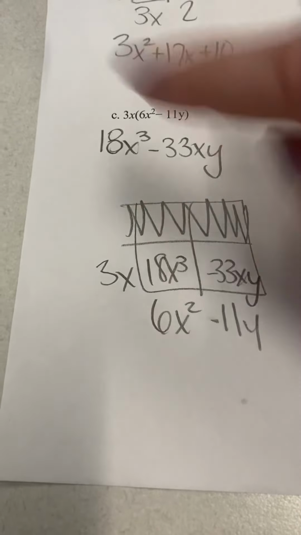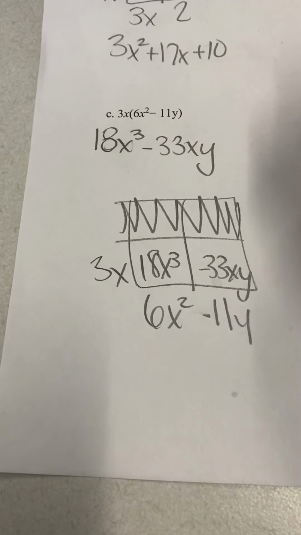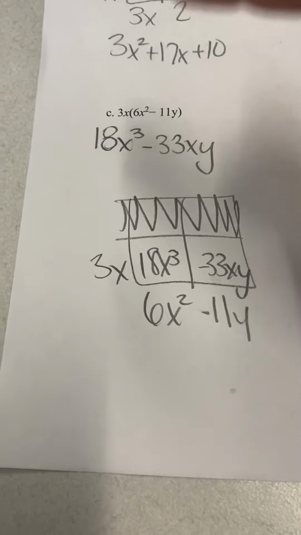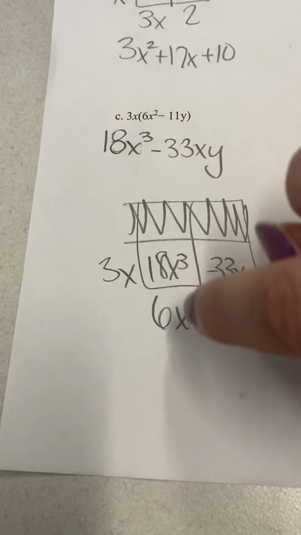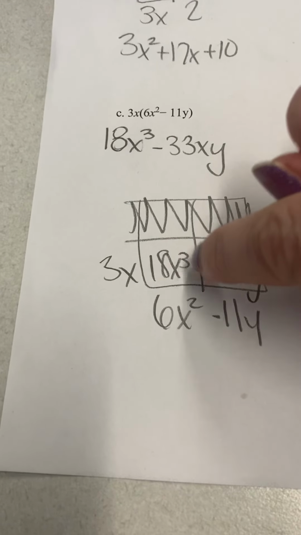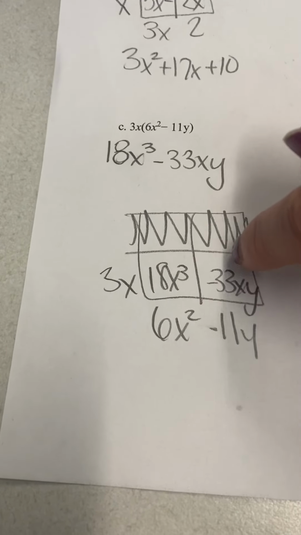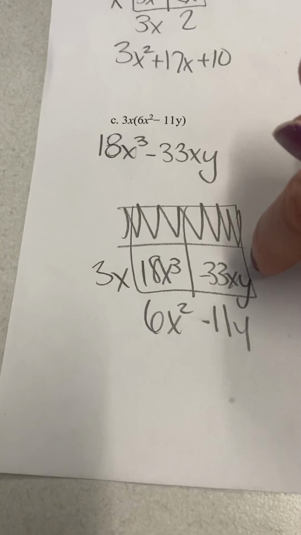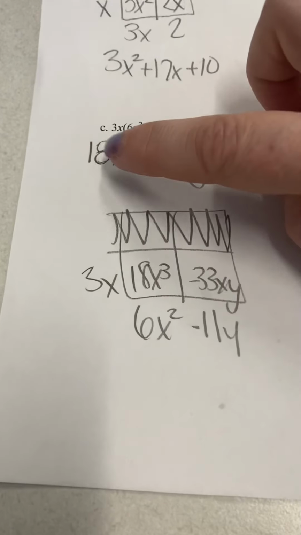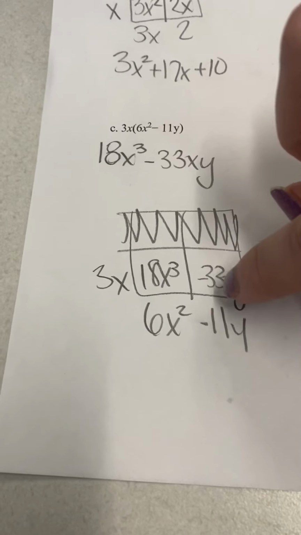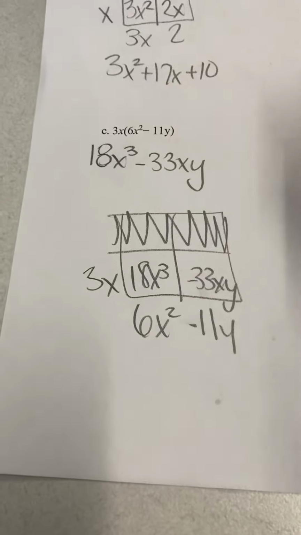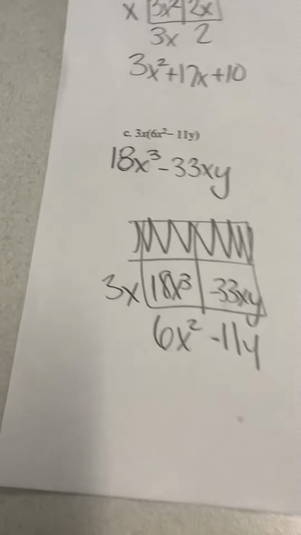If this is what you got, you can fast forward a little bit to get to D to check it, or I'm going to take a minute to explain it. So 3x times 6x squared is 18x to the third. 3x times a negative 11y is a negative 33xy. So as a sum, it's 18x cubed, and then since this is a negative, it'd be minus 33xy.